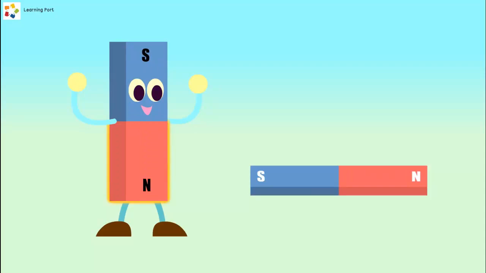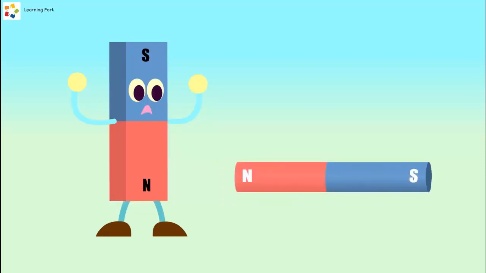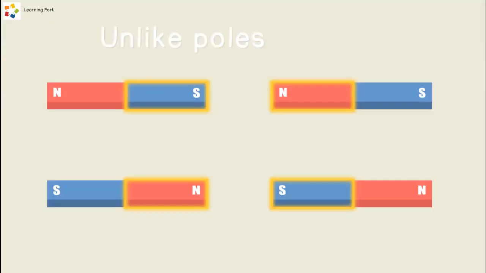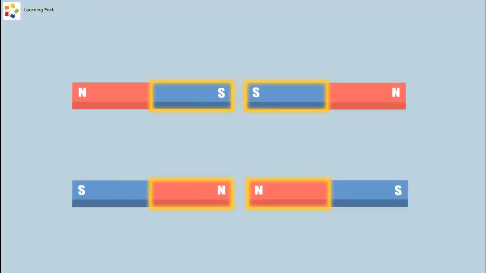When Barry's North Pole came near the bar magnet's South Pole, the magnets were attracted to each other. But when Barry's North Pole got close to the North Pole of the cylindrical magnet, they repelled each other. For magnets, when two unlike poles, the North Pole and the South Pole, come together, they attract. On the other hand, when two like poles, the North Pole and the North Pole, or the South Pole and the South Pole come together, they repel.